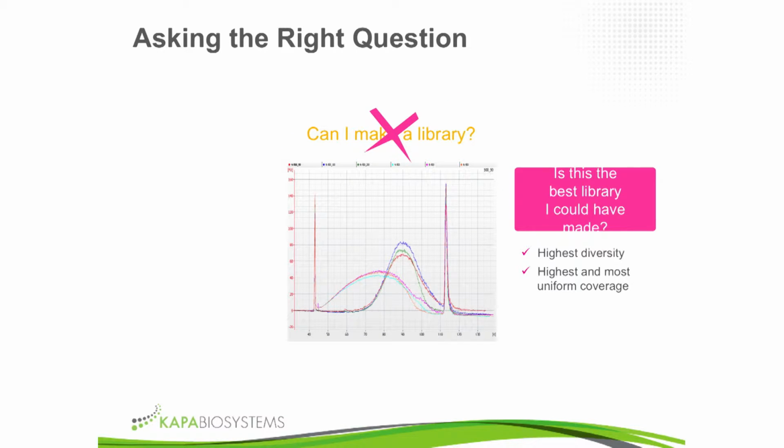What we came to understand is that it's not about whether or not you can make a library, but how do you know that you made the best possible library from the available material? In other words, is your library the most diverse, and does it yield the highest and most uniform coverage? To answer this question and really drive effective product development efforts, a good proxy for library quality is needed.